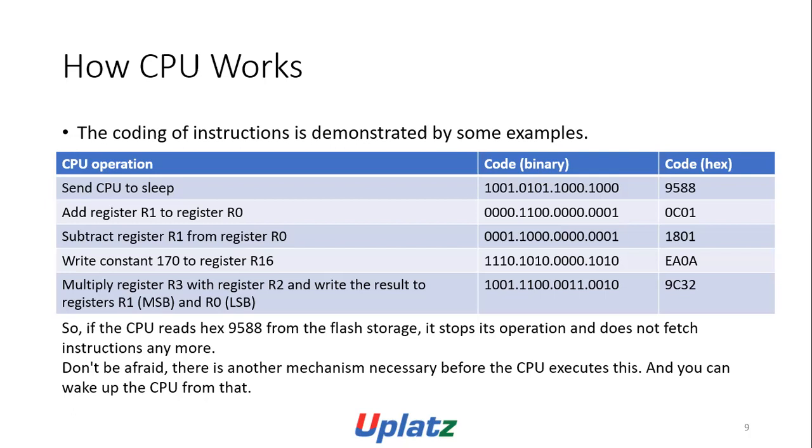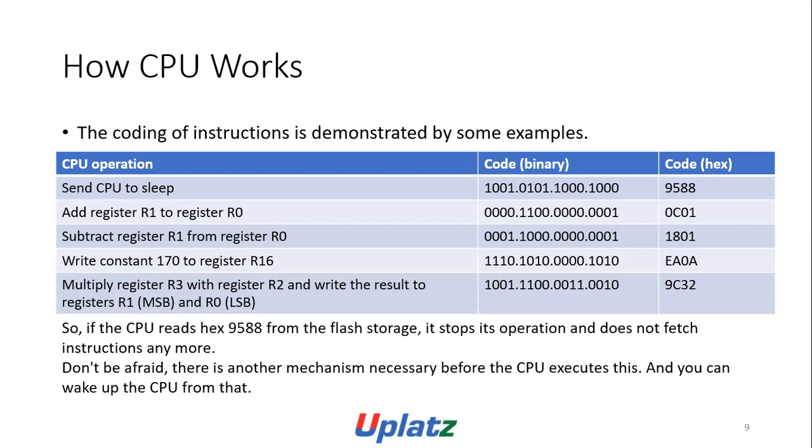Write constant 170 to register R16: 1110, 1010, 0000, 1010. EA0A is the hexadecimal code. Multiply register R3 with register R2 and write the result to the registers R1 (MSB) and R0 (LSB): 1001, 1100, 0011, 0010. Hexadecimal code is 9C32.